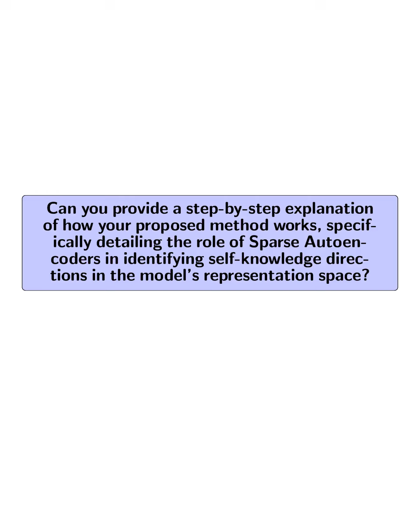Can you provide a step-by-step explanation of how your proposed method works, specifically detailing the role of sparse autoencoders in identifying self-knowledge directions in the model's representation space?